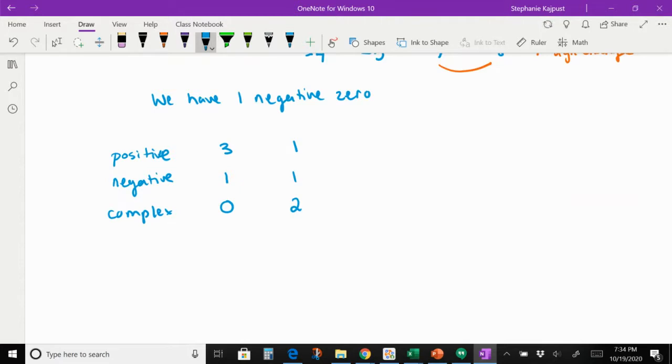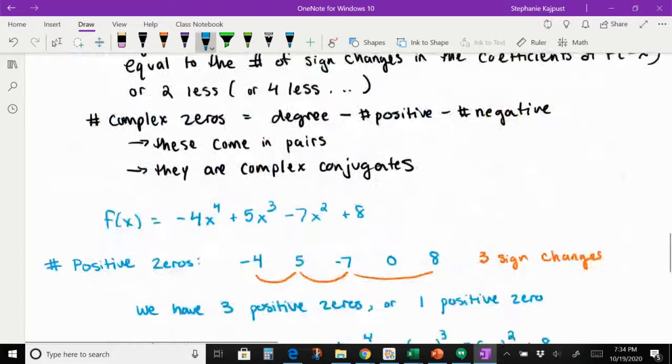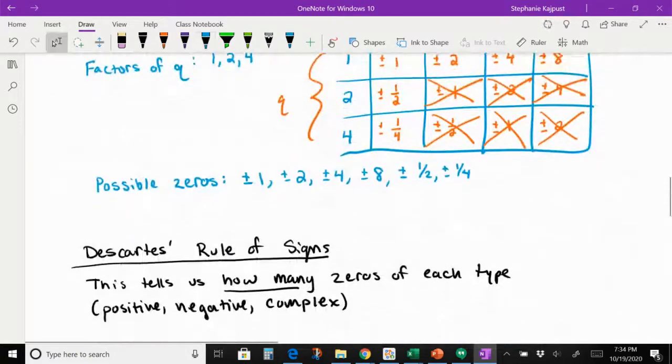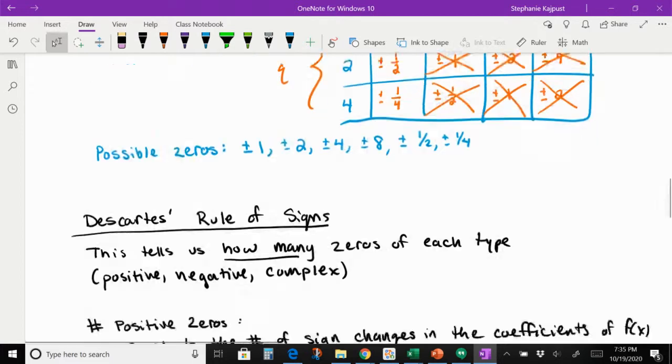We know for sure we're going to have a negative 0. And so because we know we have a negative 0, I would start by trying negative numbers. So you go back to your list of possible zeros, and you're just going to do synthetic division on these. And we'll try all the negatives first until we find one that is a 0. And we use synthetic division because it's quicker.